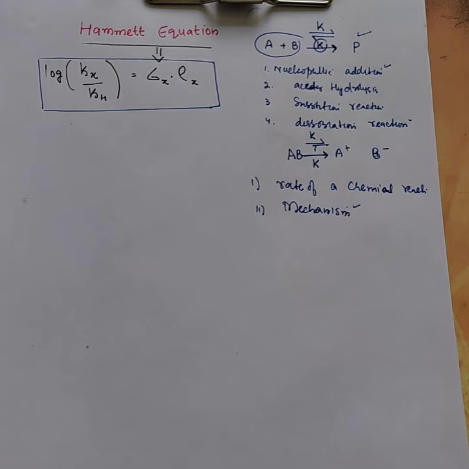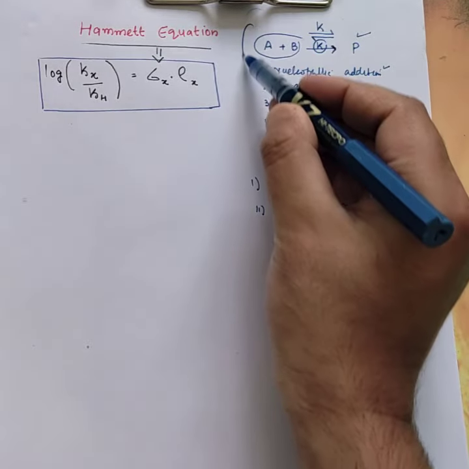I want to know the rate of the reaction. Rate of the reaction means whether the reactants react slowly or the reactants react fast. At what rate do they react? These are some basics of chemical reactions.